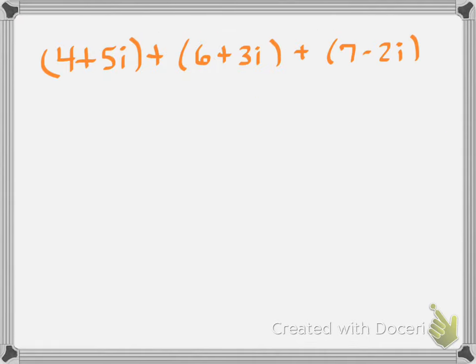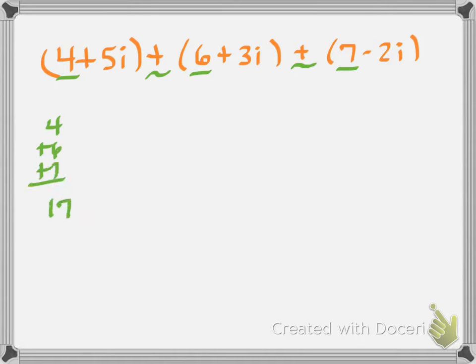So for our first example, this may look very, very complicated. It's really, really simple, so please don't make this complicated. All you do is exactly what these things say, and you're going to add all the real things together. So you have a 4 plus a 6 plus a 7. If I take 4 plus 6 plus 7, I would get 17.